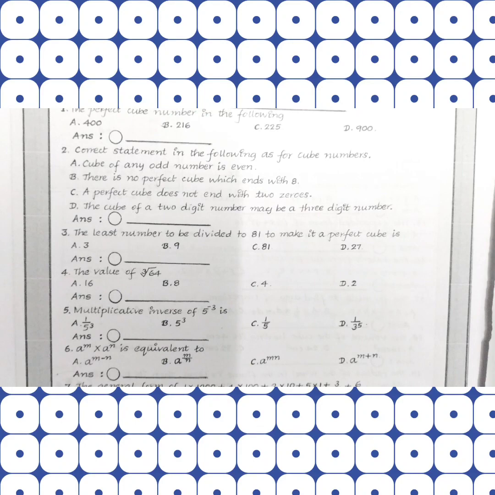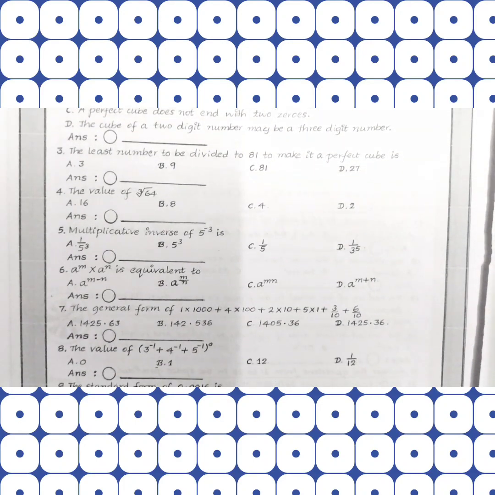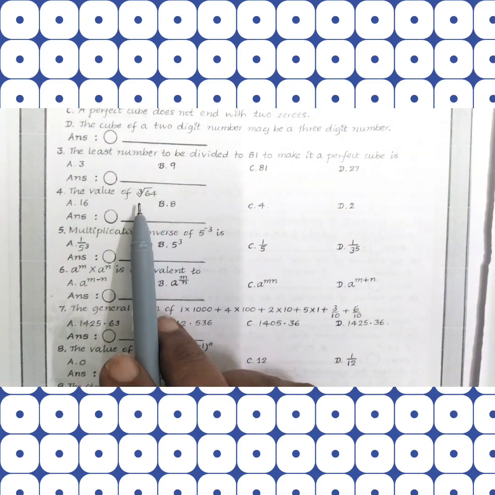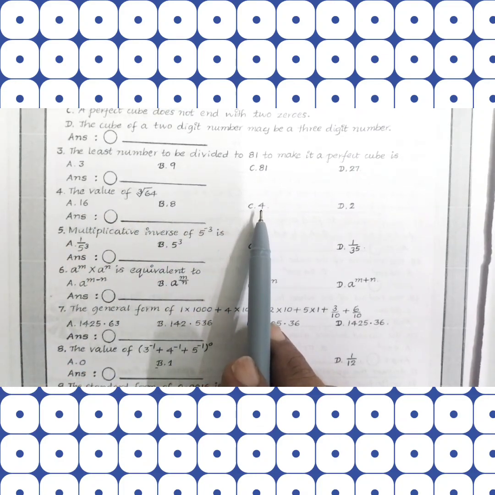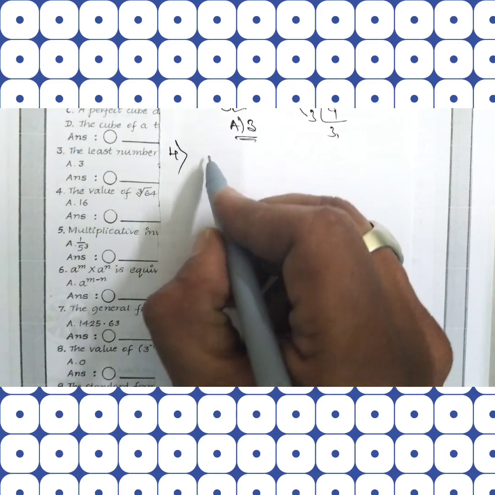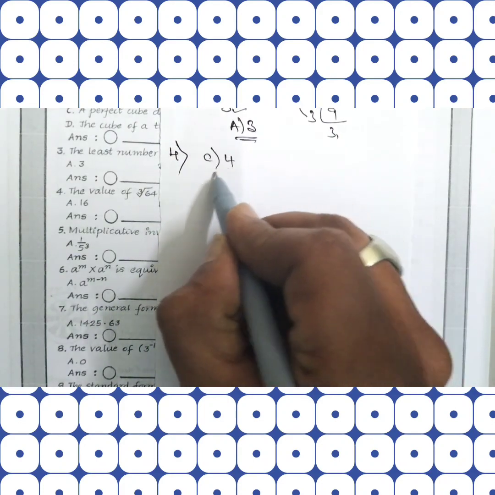Now let us move to the fourth question. The value of the cube root of 64. That means any one number multiplied 3 times will give 64. That number is 4, because 4 fours are 16, 16 fours are 64. Therefore for the fourth question, option C, 4 is the answer.